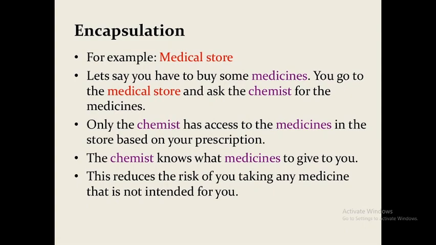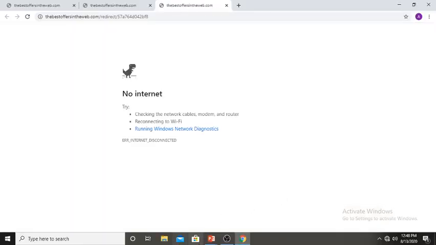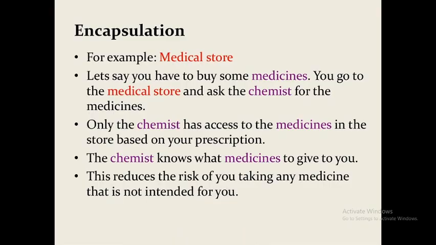In order to get the medicine, we have to give the prescription to that medical store representative. That particular person has access to all the medicines. He will go to the respective place where the medicine is kept, and from there he will give us the medicine. So the chemist knows what medicines to give to you. This reduces the risk of you taking any medicine that is not intended for you.